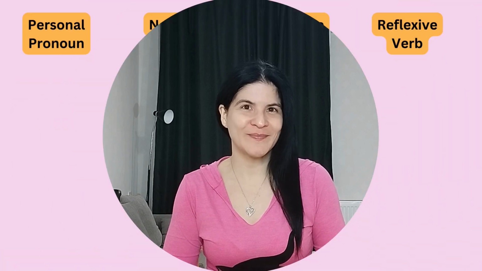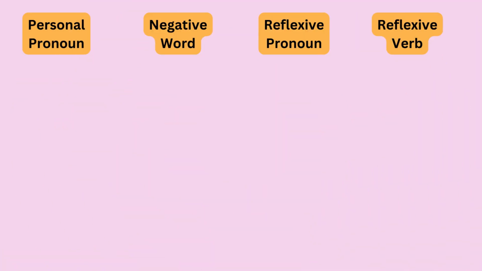Moving on, let's talk about the negative form. In this case, we only have to put the negative word before the reflexive pronoun. Here we can see in the first column the personal pronoun, in the second the negative word, in the third the reflexive pronoun, and in the last the reflexive verb.